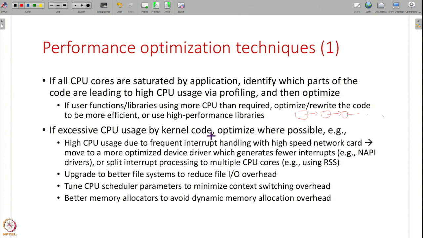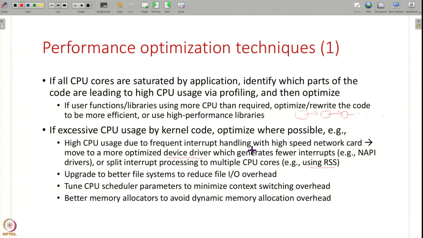In such cases, of course, you cannot replace your operating system that easily, but you can optimize wherever possible. For example, if you find that a lot of CPU time is being spent in handling interrupts, you have a high speed network card, it is getting a lot of packets and most of your CPU time is spent in handling interrupts. Then what you can do, you can optimize your device driver. We have seen this, there are device drivers like the NAPI driver that generates fewer interrupts, or if all interrupts are coming to one CPU core, using techniques like RSS, this also we have seen before, you can split your interrupt processing to multiple CPU cores, right.